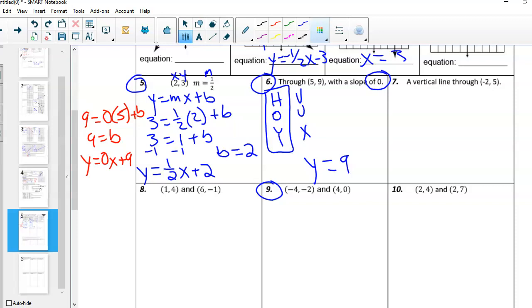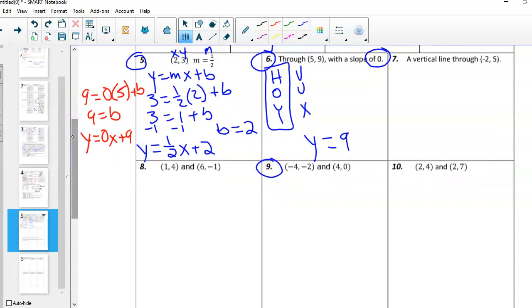In a situation where it was undefined, would it be y equals 5? For undefined, is that x equals or y equals? It would be x equals, right? So it'd be x equals whatever x equals. Okay. 7 is going to be solved very similar. The process is very similar. It just says vertical line, so you have to think about what type of line that will be.